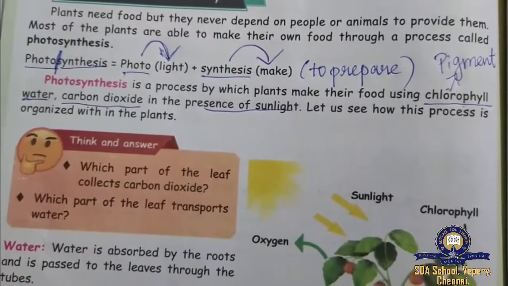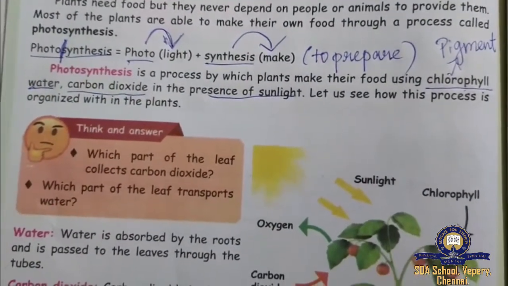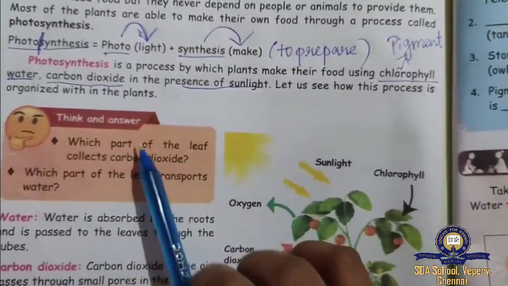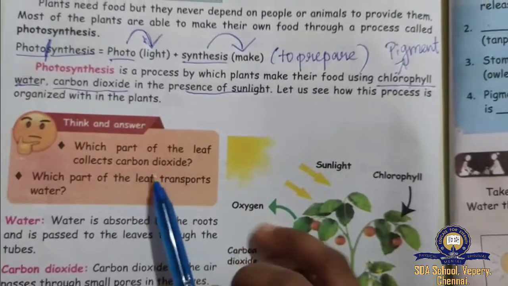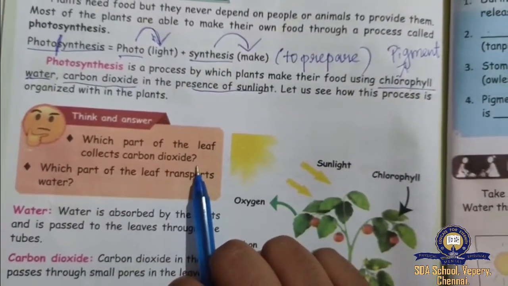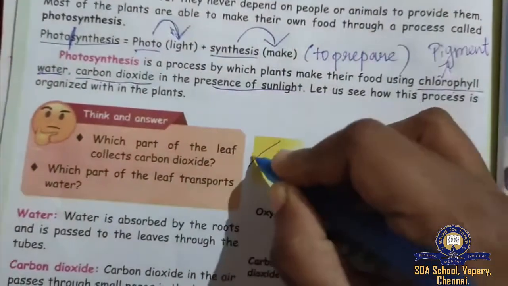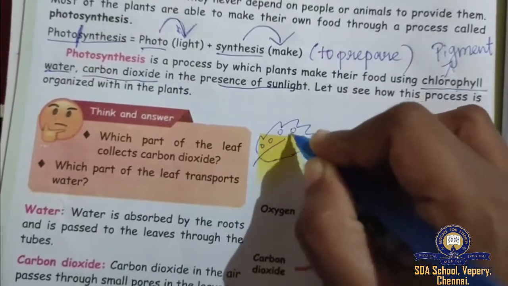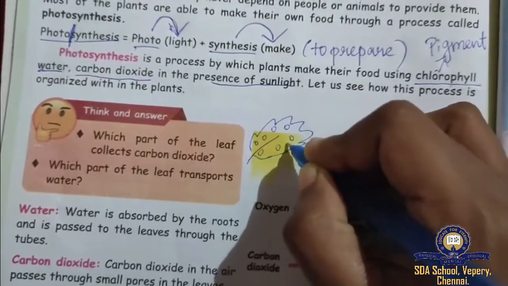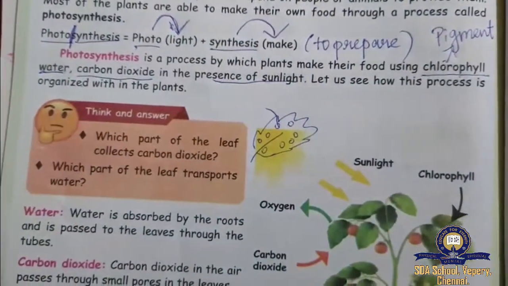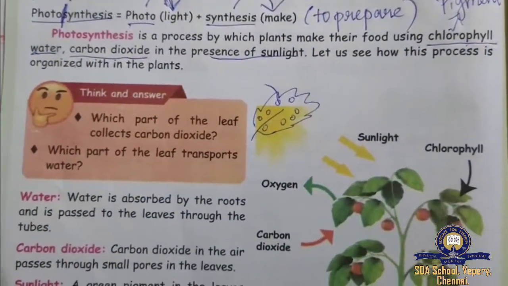Okay, let us see how this process is organized within the plant. So think and answer. Which part of the leaf collects carbon dioxide? Yes, in the leaf we have small stomata, small pores. So through the stomata only the leaf will collect carbon dioxide.